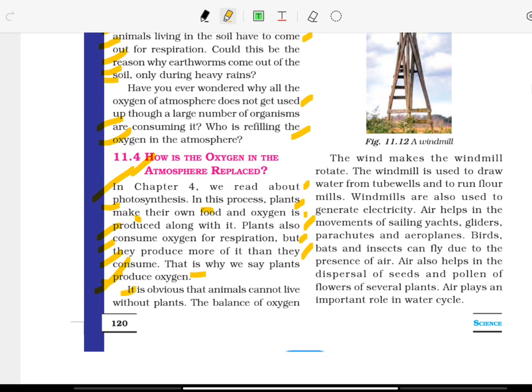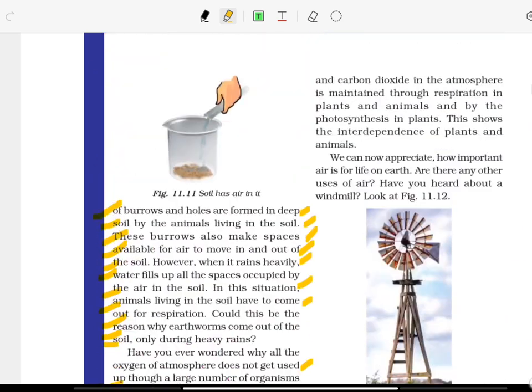It is obvious that animals cannot live without plants. The balance of oxygen and carbon dioxide in the atmosphere is maintained through respiration in plants and animals and by photosynthesis in plants. This shows the interdependence of plants and animals. We can now appreciate how important air is for life on earth.